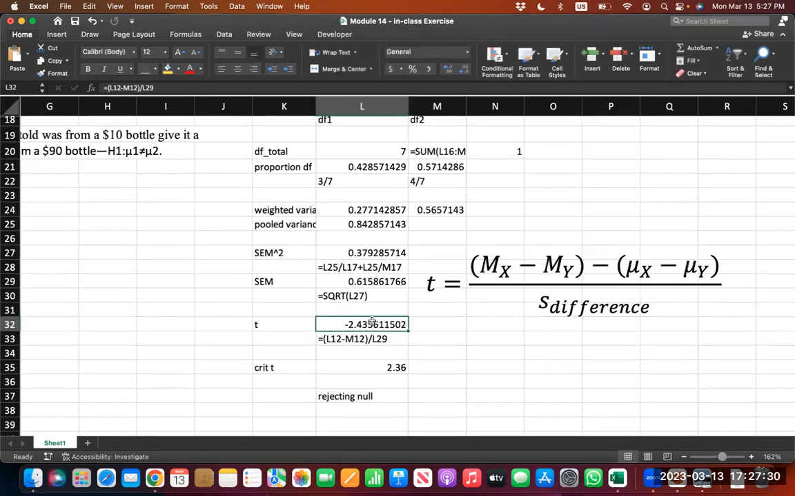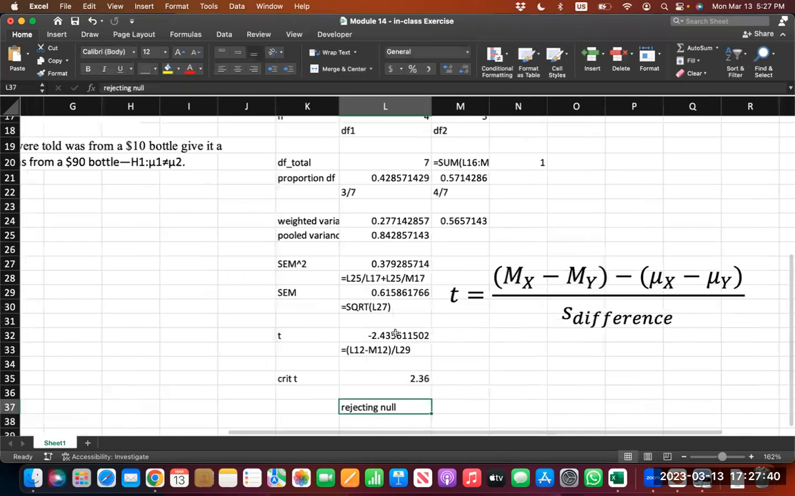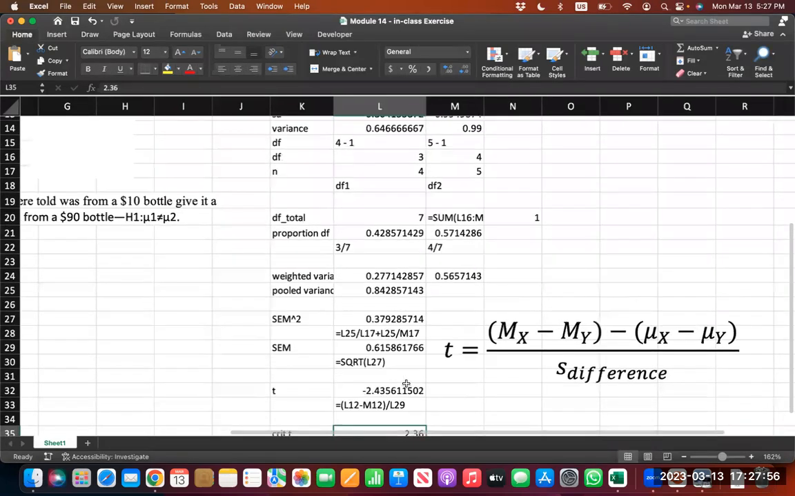And this t is then used to compare against the critical t, which leads us to reject the null because it exceeds our critical t of, in that case, to the left, minus 2.36. Any questions on this? I think it's quite simple. The concept is a little tough, but overall it's not that complicated.